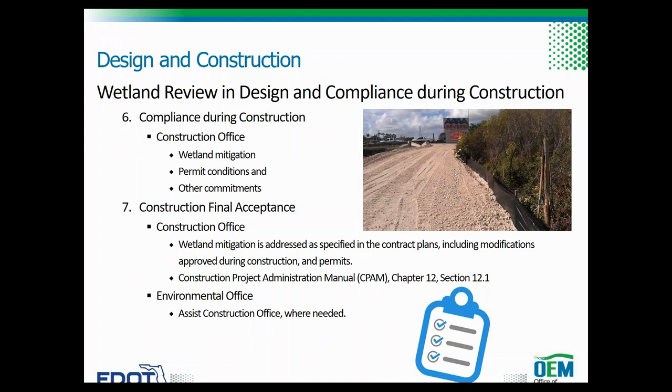7. The construction office, with assistance from the environmental office, must ensure that the wetland mitigation for FDOT built permittee responsible mitigation sites is completed as specified in the contract plans, including modifications approved during construction prior to issuance of final acceptance in accordance with Chapter 12, Section 12.1 of the Construction Project Administration Manual. Permit and mitigation sign-off is done through a separate process with the regulatory agency. The district should verify regulatory compliance as the project advances.